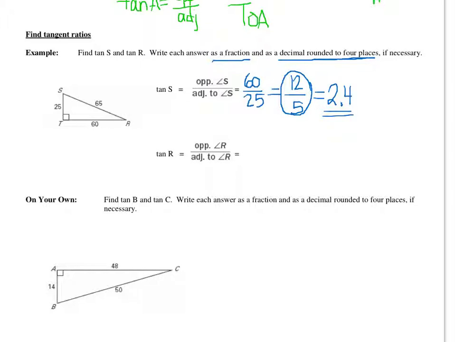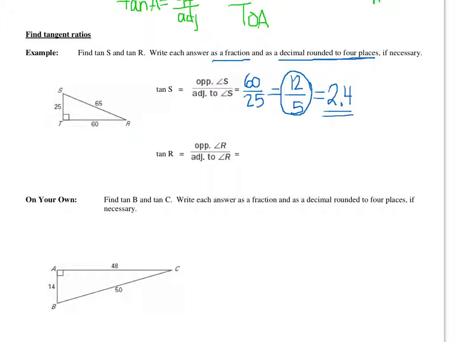The tangent of R, so my angle I'm looking at is right here. That's my angle or my theta. I need the opposite leg. So my opposite leg is right here, and that's length 25. Over adjacent, my adjacent leg is right here. That's 60. I didn't use 65 in either one of these because that's my hypotenuse, and I'm not using the hypotenuse for tangent. So again, for the tangent of R, it's opposite over adjacent.